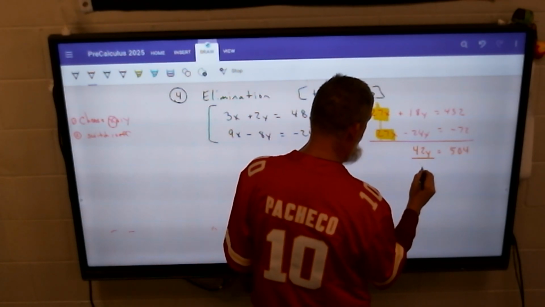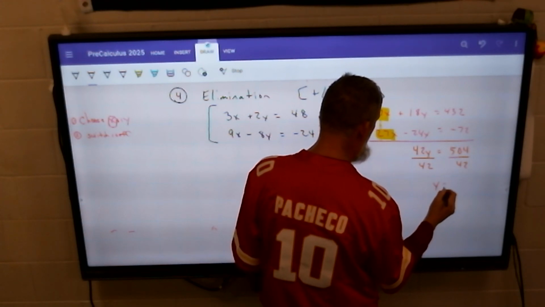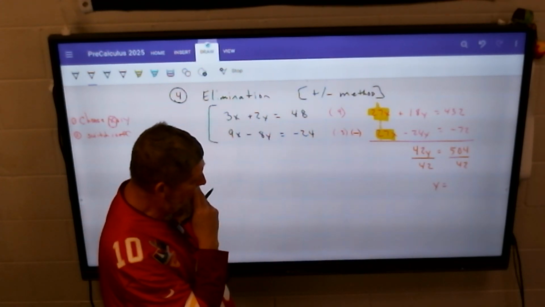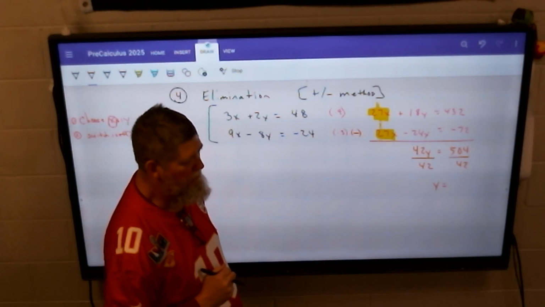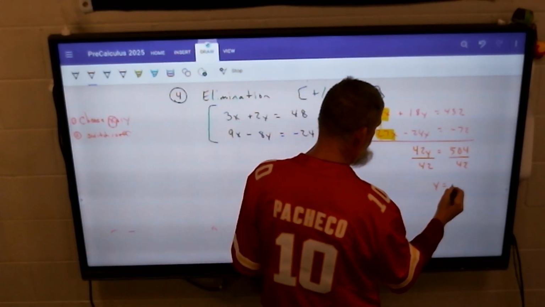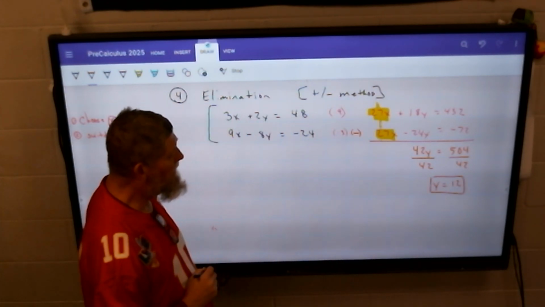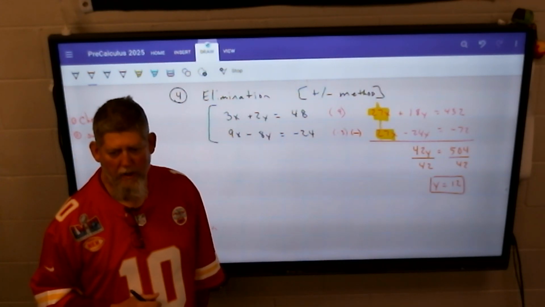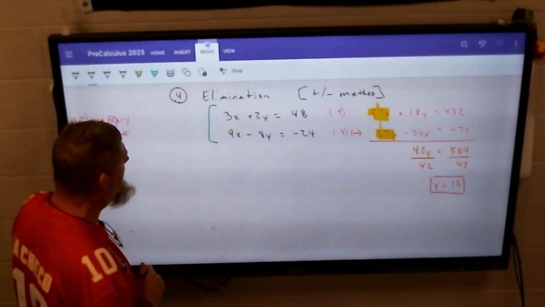Then you divide both sides by 42, and y should be equal to 12. So I have y equals 12. Vincent, am I done? No, you need the x. I've got to go back and find the x.